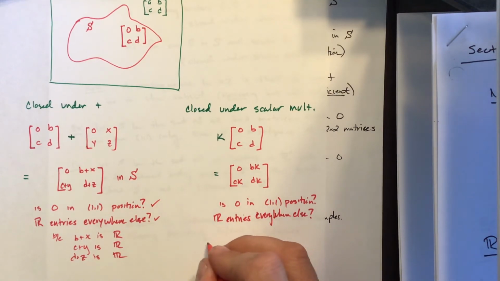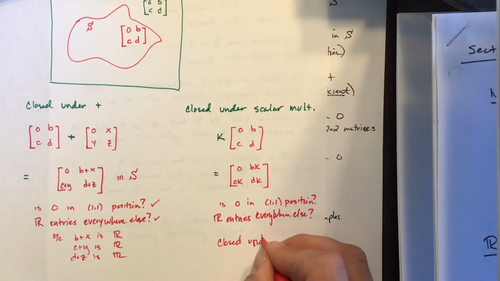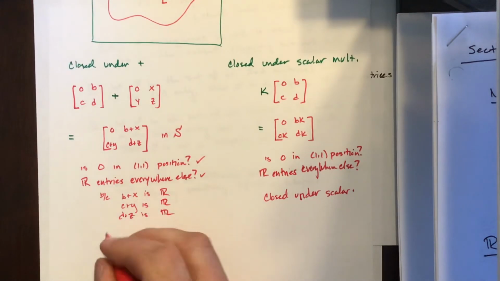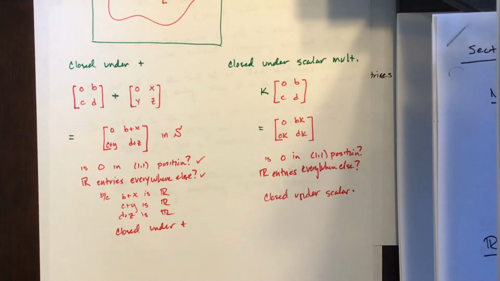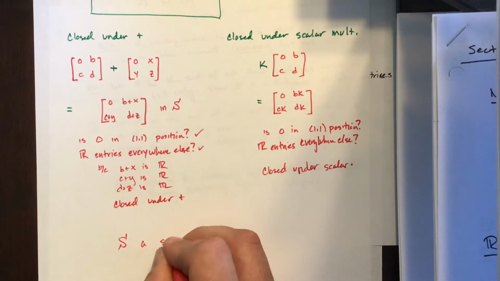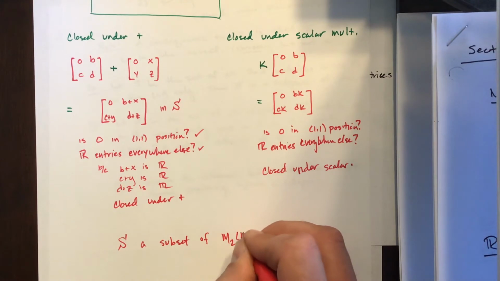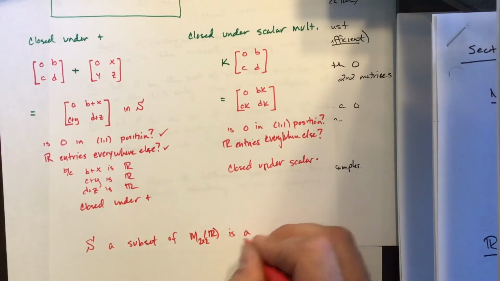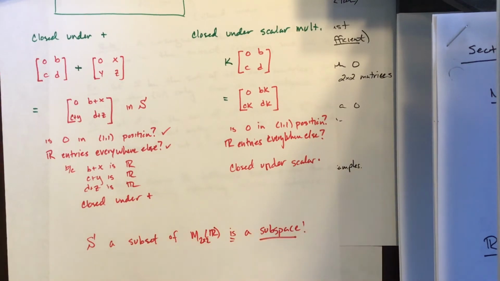So we're closed under scalar multiplication, and we're closed under addition. Therefore, S, a subset of M2R, 2 by 2 real matrices, is a subspace. There you go.